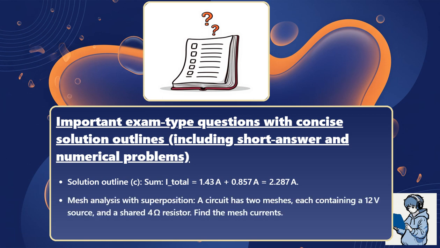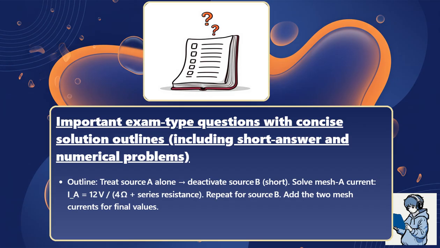A circuit has 2 meshes, each containing a 12-volt source and a shared 4-ohm resistor. Find the mesh currents. Treat source A alone and deactivate source B by shorting it. Solve mesh A current as 12 volts divided by the sum of 4 ohms and the series resistance. Then repeat for source B, and add the two mesh currents to obtain the final values.